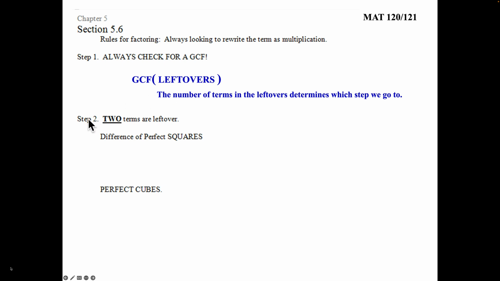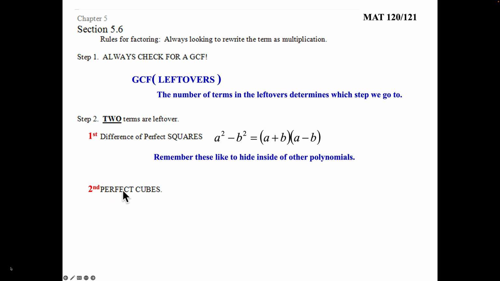If you have 2 terms left over, you go to step 2, which is 2 terms. Difference of perfect squares first. That's your a squared minus b squared, a plus b, a minus b. Perfect cubes are always second. Okay, remember, SOAP the signs, and then you make your smiley face.